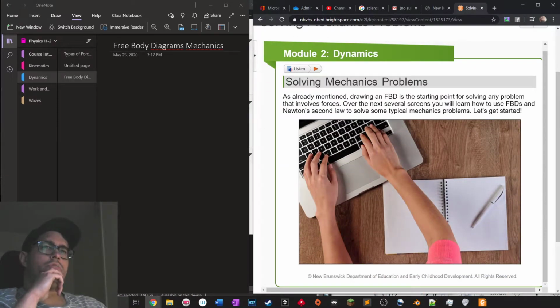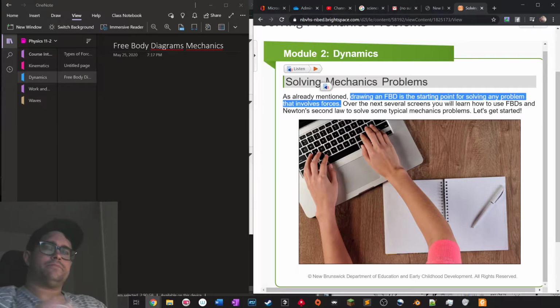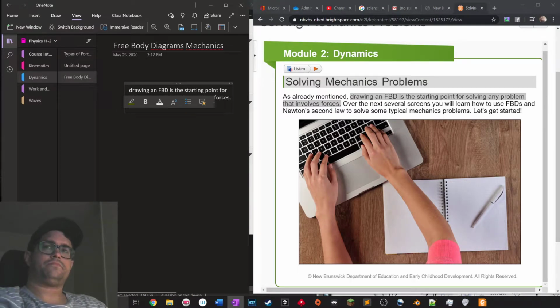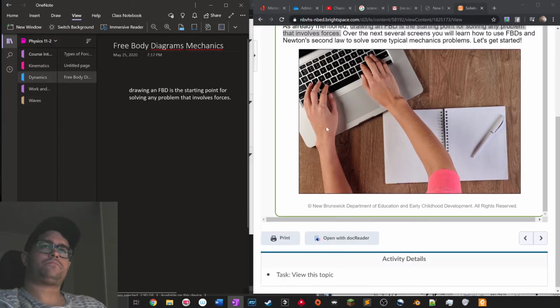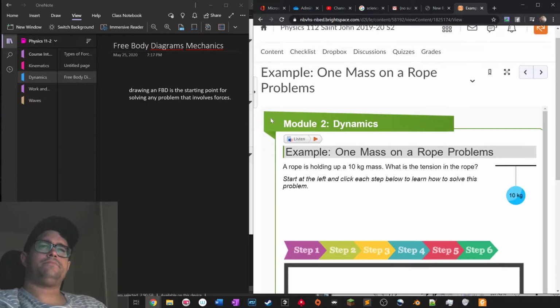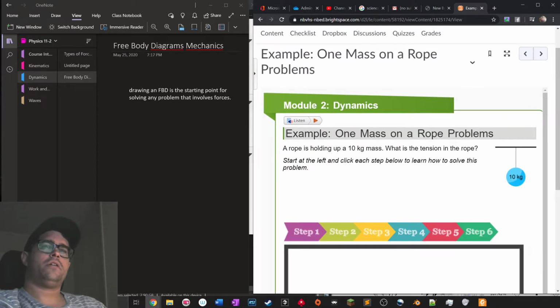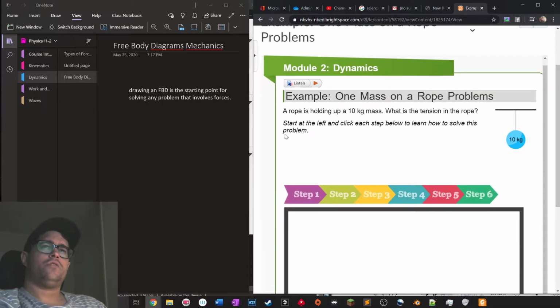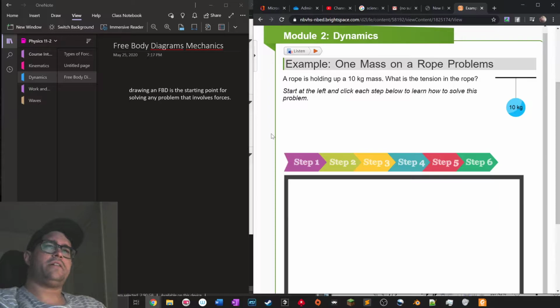Solving mechanics problems is the starting point for solving any problem that involves force. Let's write that here. Example 1: one mass on a rope problem. A rope is holding up a 10 kilogram mass. What is the tension in the rope?